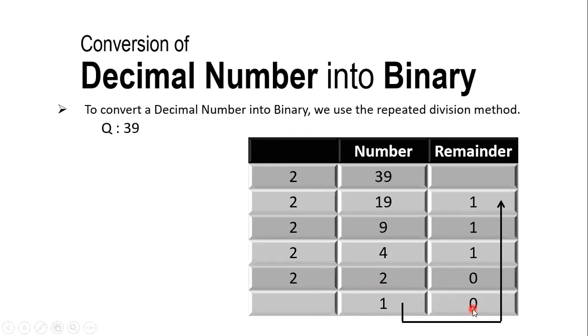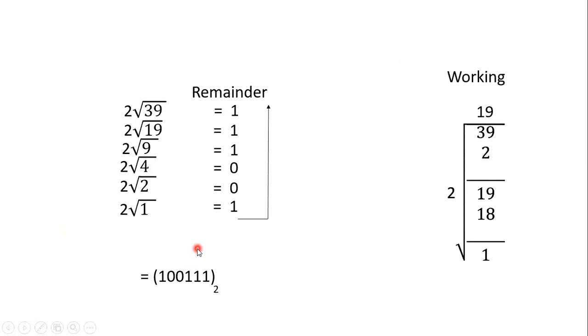The answer is 0. Now what we need to do is start writing the answer in this manner. The answer starts from this last one and goes upwards: 1, 0, 0, 1, 1, 1. This is the answer for the conversion of 39. I can show you again over here.